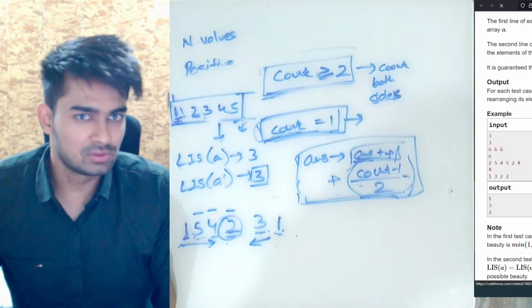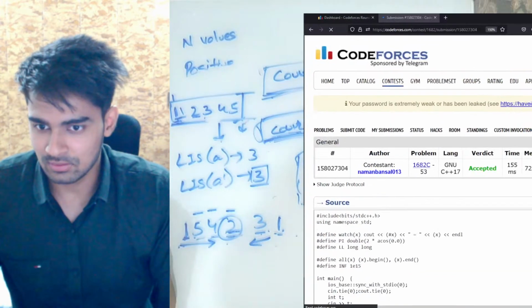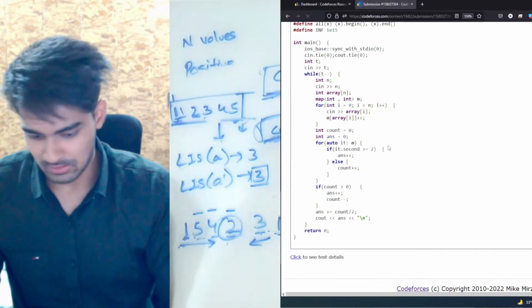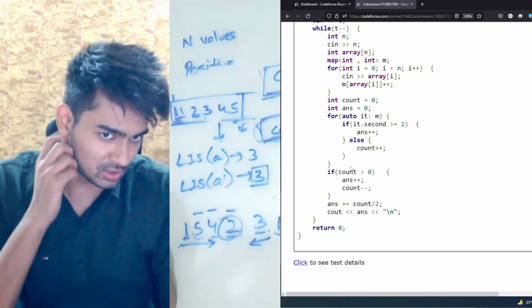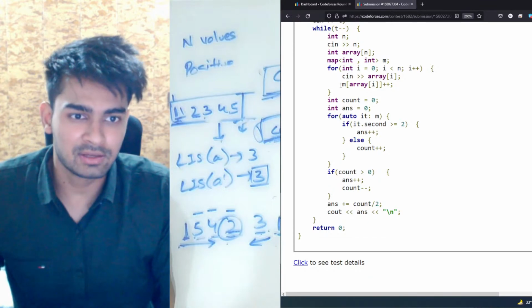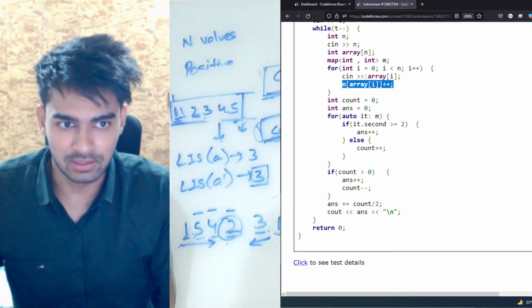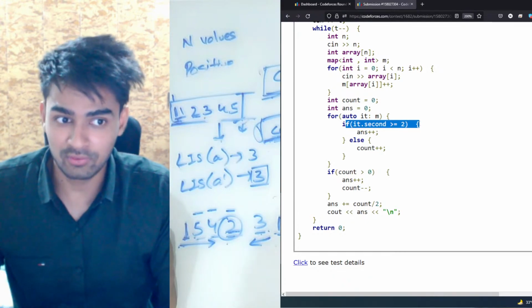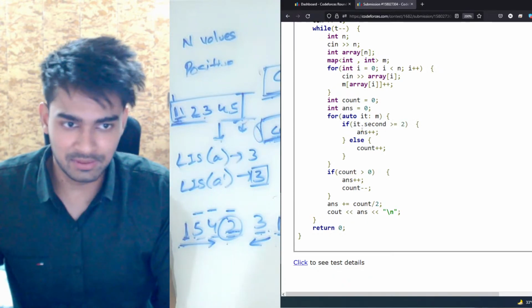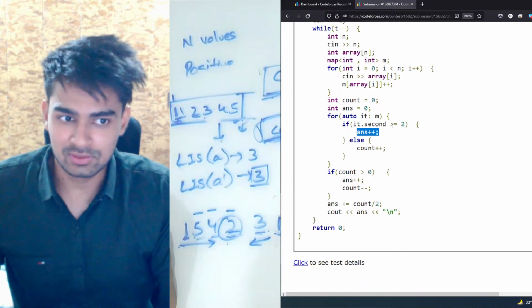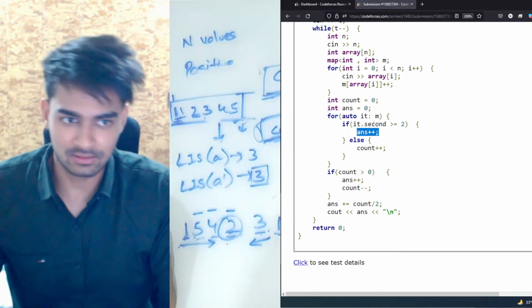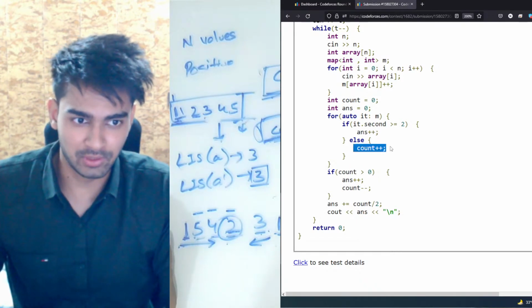Okay, let me show you the code as well. Okay, cool. So this is the code. Again, pretty small code. All you have to do is first count the occurrences of every value in the map. Then I check all the values which have a count greater than or equal to 2, and I increment my answer. All the values which have their count less than 2, that is, their count is equal to 1, I'm just putting them all in the count.